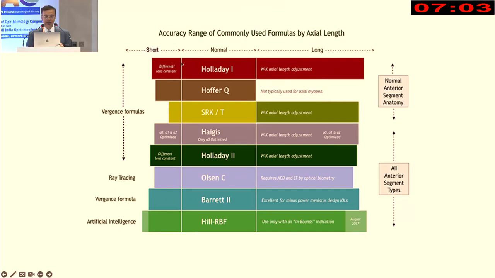As you can see, there are the shorter eyes, the normal eyes and the longer eyes. On the right, the formulas from here to here are those for normal anterior segment anatomy, and the lower ones are able to cope with all types of anterior segment, which means shallow ACs, deep chambers, long eyes and short eyes. Similarly, on the left, these are the Virgin formulas right up to Holladay 2. Olsen C is a ray tracing formula, and then there are the Barrett and the Hill RBF, which have become our mainstay, and we hardly ever go to the other formulas now in our practice. We stick to the Barrett, which works from the shortest to the longest eyes, and the Hill RBF, which seems to have an even bigger range. The Hill RBF 3 has gone beyond even the Barrett, maybe, for these unusual eyes.